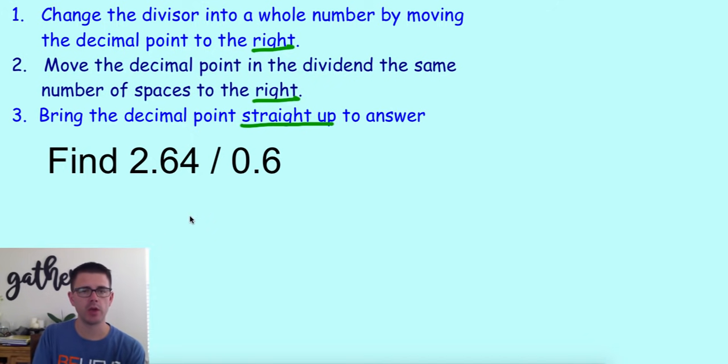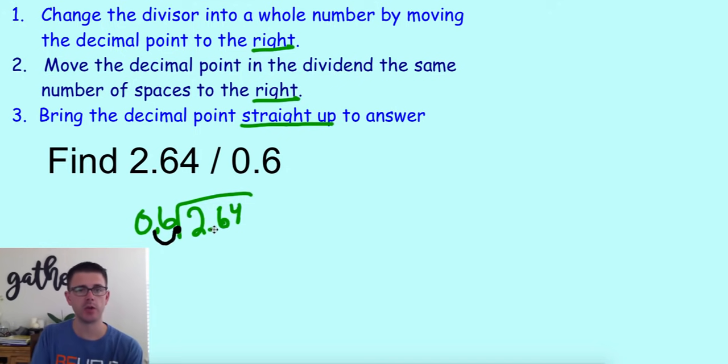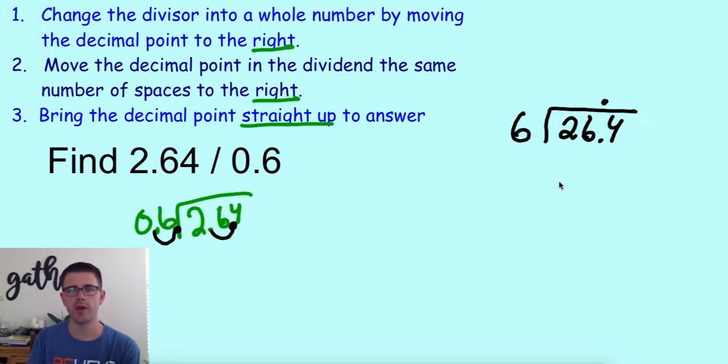So I'm going to write this one out. 2.64 divided by 0.6. Again, first step, get the problem rewritten. So slide that decimal over 1 spot, make it into a whole number. Do the same thing over here. And now I'm ready to write a clean version of the problem. Now it's 6 divided into 26.4. So my first step is slide the decimal up. And now I'm ready to go ahead and divide.